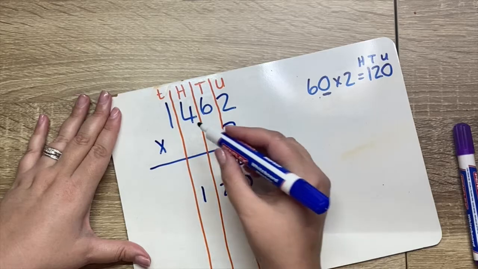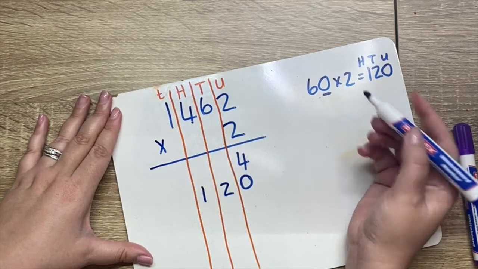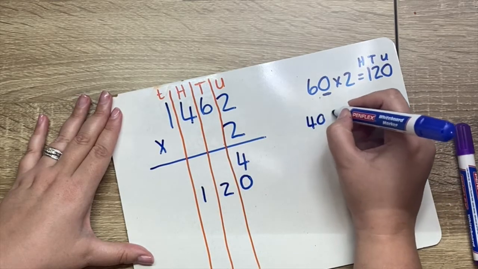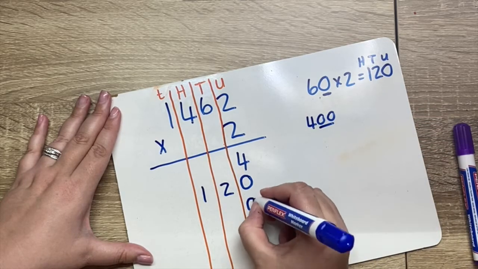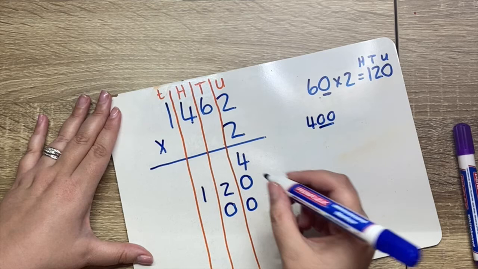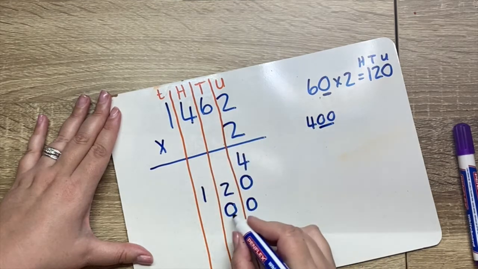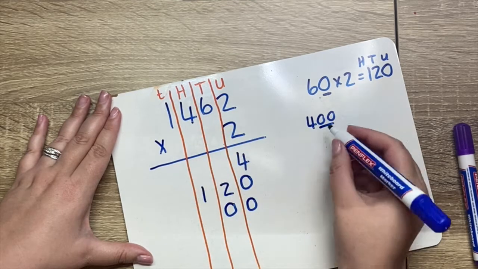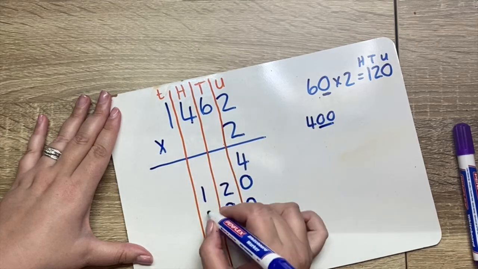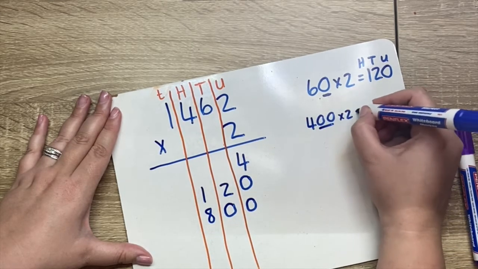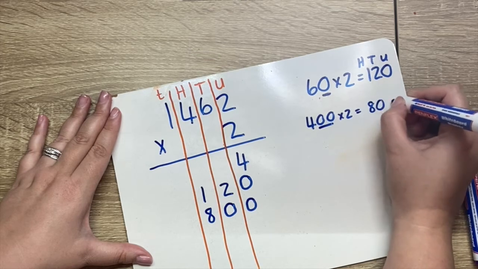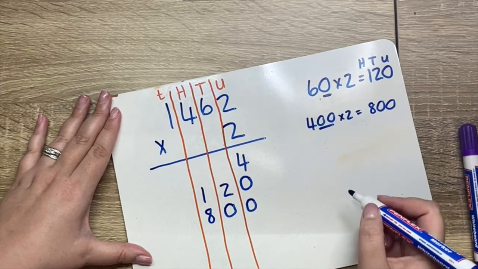Okay, so the next one, this is actually a 400. There are 2 zeros in 400, so I write 2 zeros there already, because it's 400 times 2. 4 times 2 is 8, and I write the 8 there. And I know that 400 times 2 equals 800, and that's why I write it there.